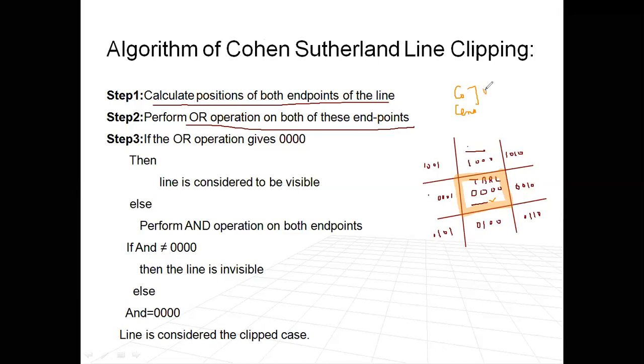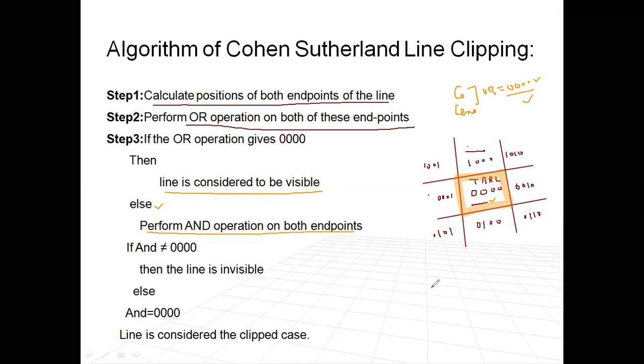between them we perform the OR operation, and this gives all four zeros output, then it will be trivially accepted. That complete line will be accepted and it is lying within the visible region. So then the line is considered to be visible. Okay. Else, what else can we do? Perform AND operation on both endpoints.